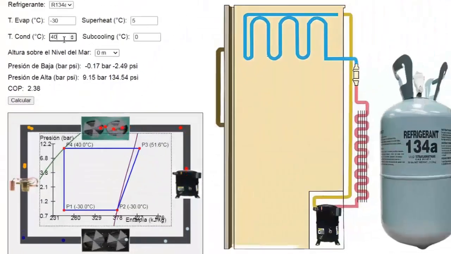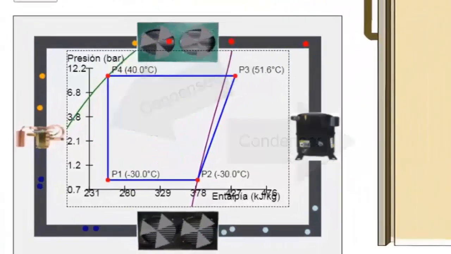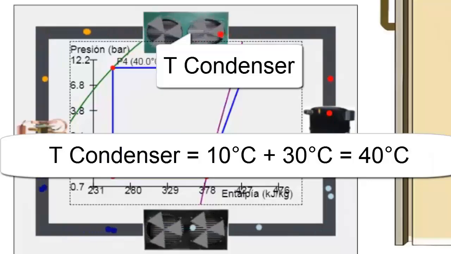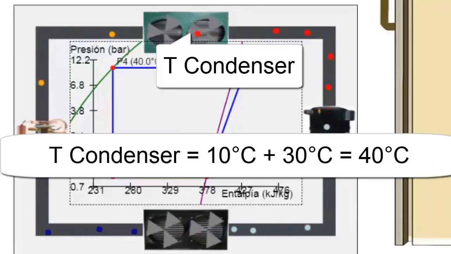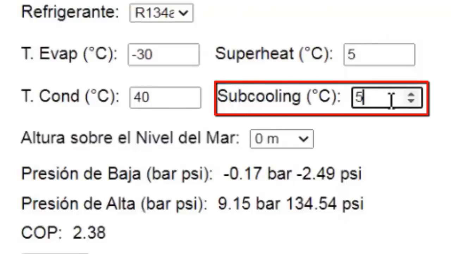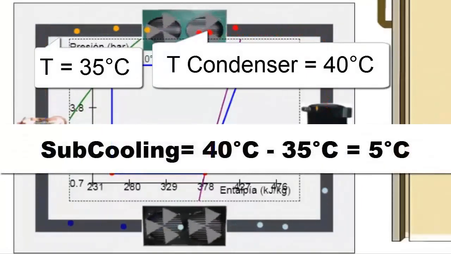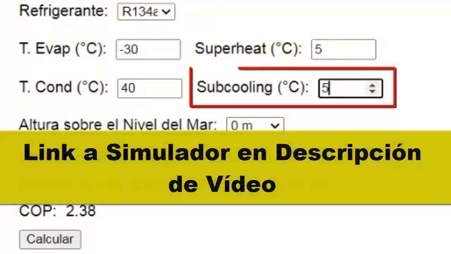3. To calculate the condensation temperature, we add 10 degrees Celsius to the outdoor ambient temperature. 4. As for subcooling, we set it to 5 degrees Celsius. Subcooling is the temperature decrease of the refrigerant in liquid state at the condenser outlet. Remember that in the video description, you'll find the link to our simulator.